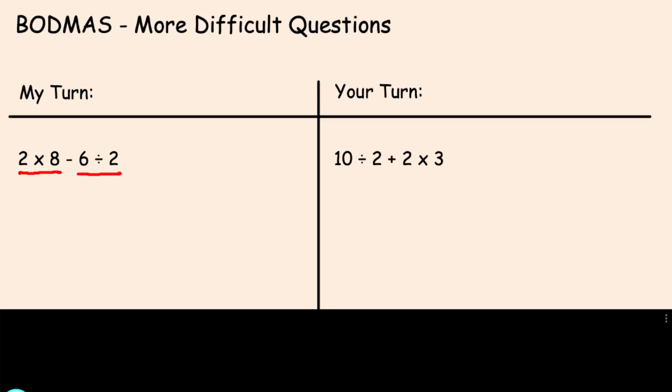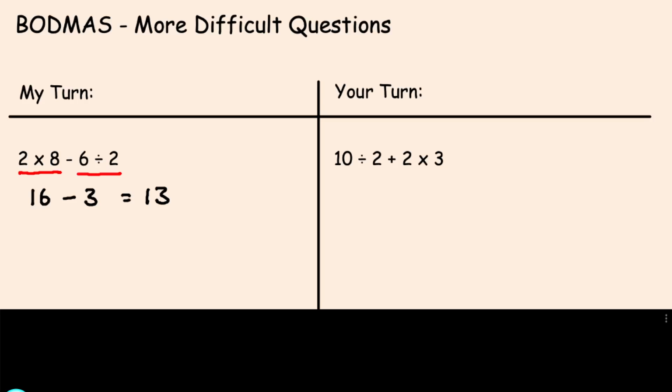because those are the same order operation. They happen first. They happen before the subtraction. 2 times by 8 gives me 16. Put the minus sign in, and I've got 6 divided by 2 gives me 3. And that's going to give me 13.